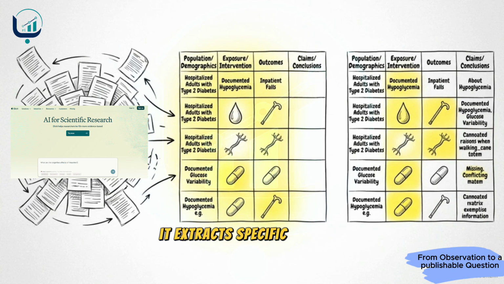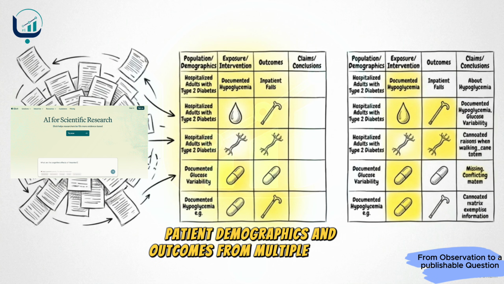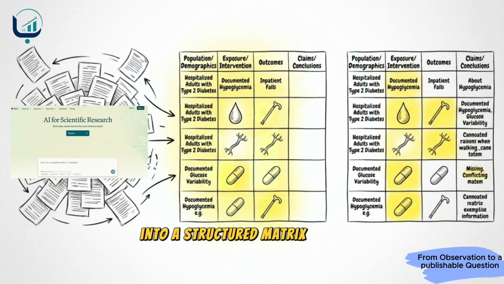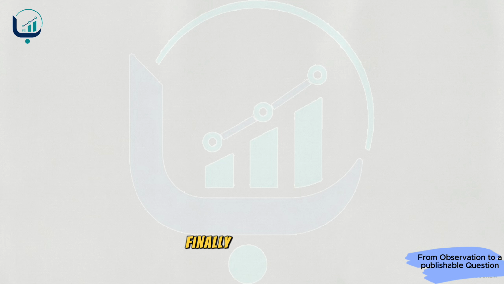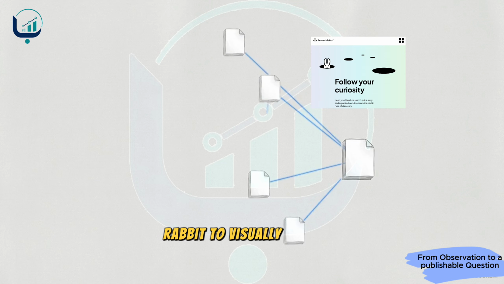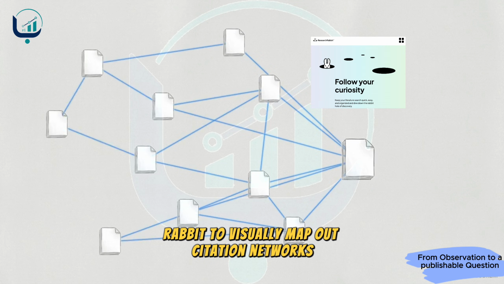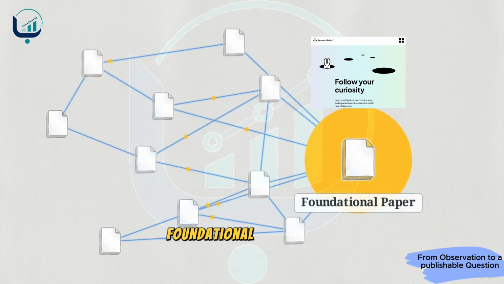For the detailed data, use Elicit. It extracts specific clinical claims, patient demographics, and outcomes from multiple papers into a structured matrix you can read at a glance. Finally, use ResearchRabbit to visually map out citation networks. This ensures you discover the older foundational papers that everyone else is citing.